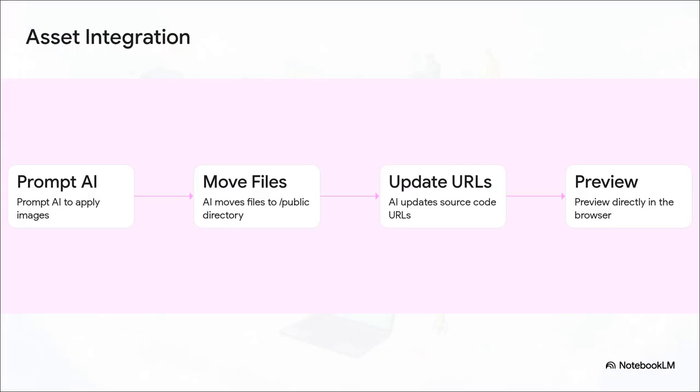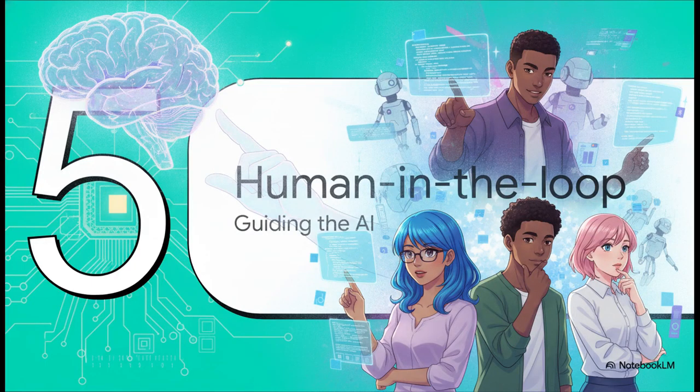Once you're ready, the integration process is incredibly smooth. Step 1, you just prompt the AI in plain English to apply the new images to the homepage. Step 2, acting as your personal coding agent, it autonomously moves those files from your output folder straight into your project's public directory. Step 3, it perfectly updates all the source code URLs to match the new file paths. And finally, step 4, you skip the manual coding entirely and jump straight over to your browser for a live preview. Okay, part 5, the human-in-the-loop philosophy.